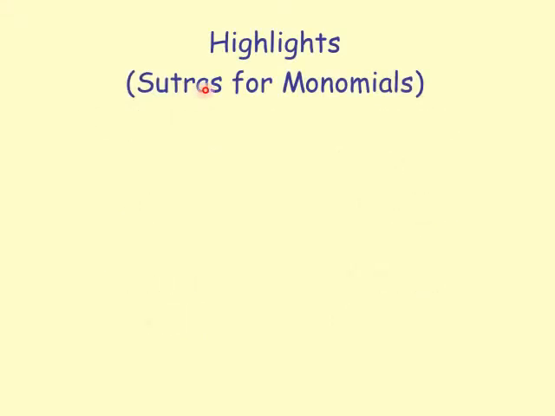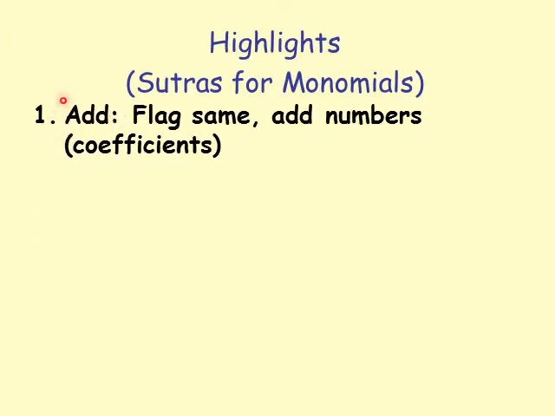Here are some sutras I worked out for algebra, and they apply to monomials. Monomials are polynomials with only one term. Let's continue. Add: if you're trying to add two monomials, if the flags are the same, that means the powers are the same, we add the numbers, and number means we add the coefficients of the two terms.